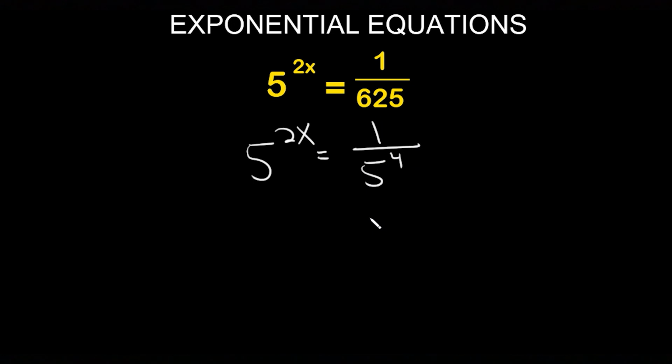Now, how can I bring up this value, this 5 to the 4th power? Well, remember your negative exponent properties. If I have x to the negative n, I can rewrite that as 1 over x to the n. And you can go back and forth here.